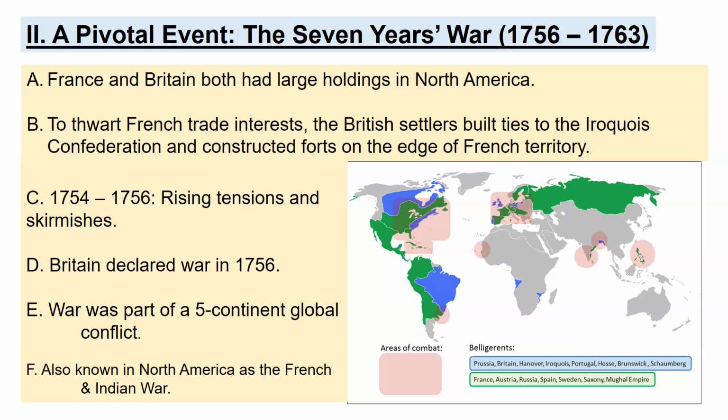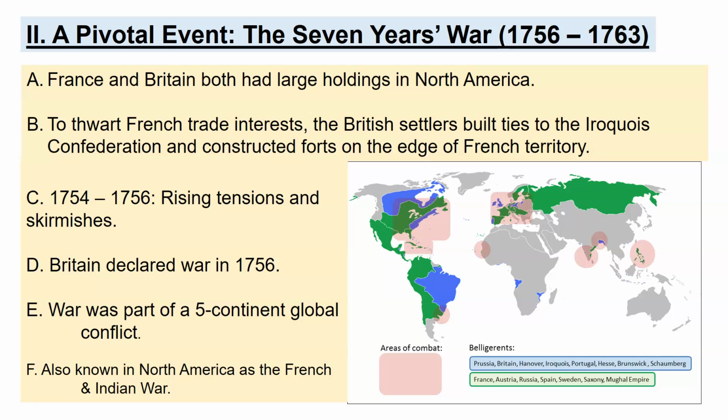As this is going on, the British decide they're going to build stronger ties with the Iroquois Confederation and start constructing forts along the edges of French territory, in places like Pittsburgh today, in the Ohio Valley. That's where these tensions arise. You see various skirmishes in the middle of the 1750s, especially involving George Washington at Fort Necessity near present-day Pittsburgh, which sparks off the war.